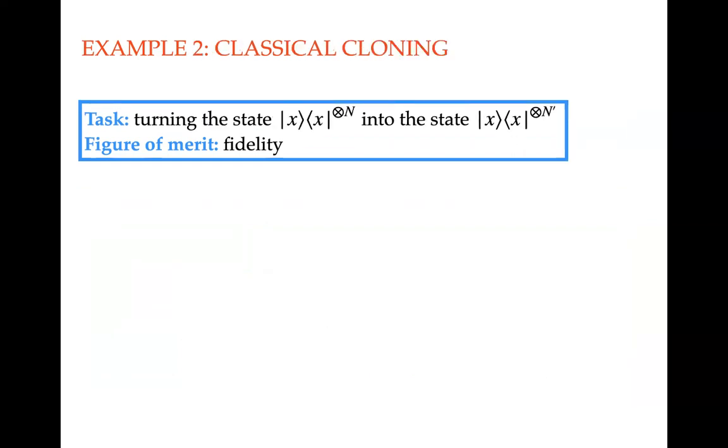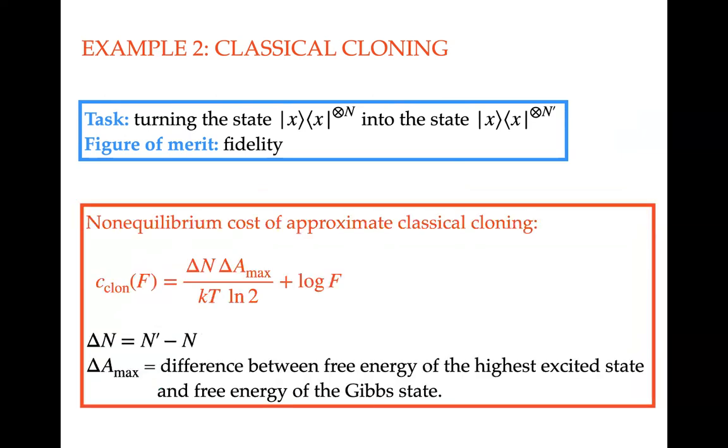Another example is the example of classical cloning. If you have a bunch of identical copies of a classical state and you want to produce more copies, again with the fidelity as a figure of merit, you find out that the cost has this expression, where you have the number of extra copies you are producing times the maximum free energy that you might have to generate going from the Gibbs state to a pure classical state. So the free energy of the state with maximum energy, and this again gives you exactly the non-equilibrium cost. We don't know in this case whether this coincides with the work cost, but at least the non-equilibrium cost is well defined here.